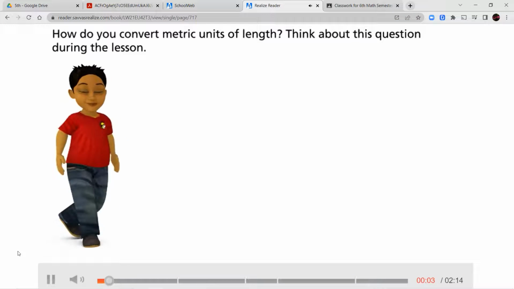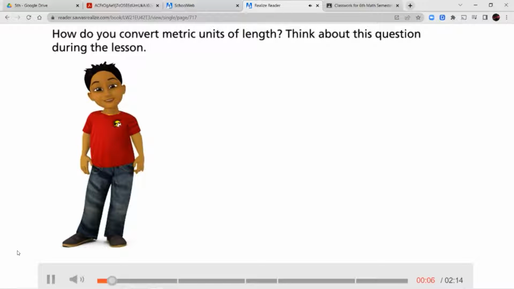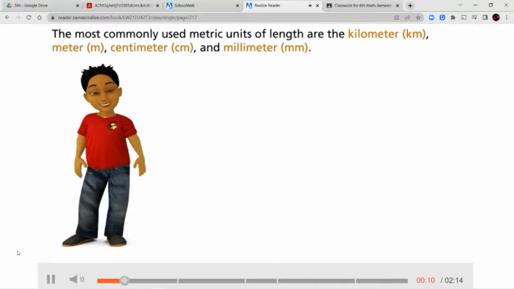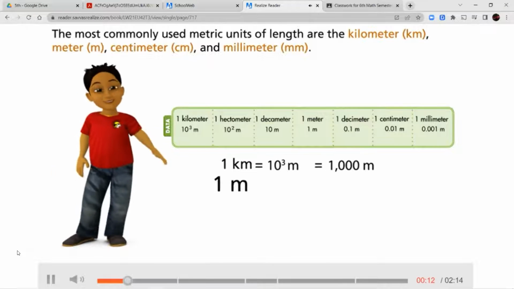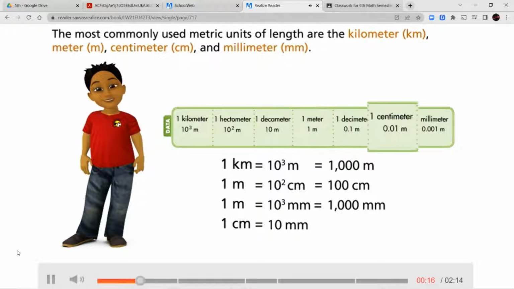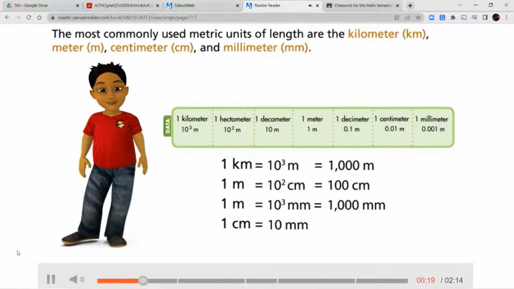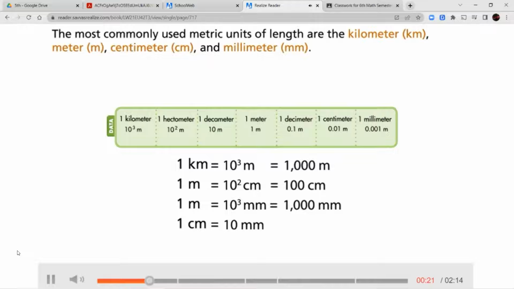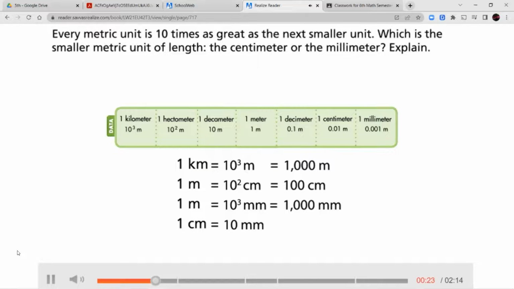How do you convert metric units of length? Think about this question during the lesson. The most commonly used metric units of length are the kilometer, meter, centimeter, and millimeter. Every metric unit is 10 times as great as the next smaller unit. Which is the smaller metric unit of length, the centimeter or the millimeter? Explain.